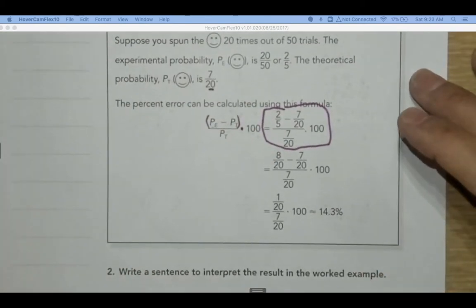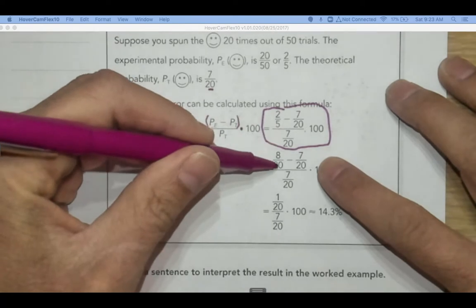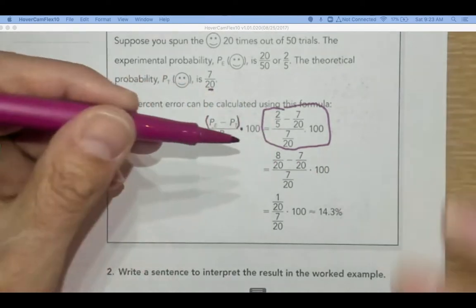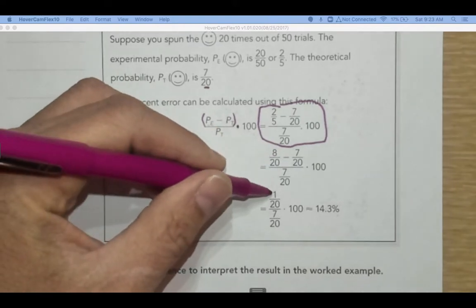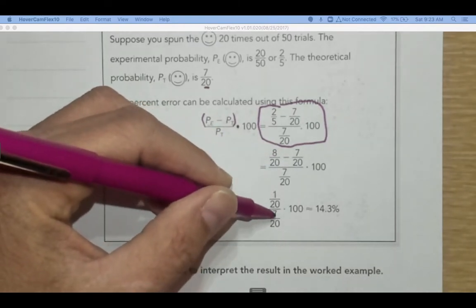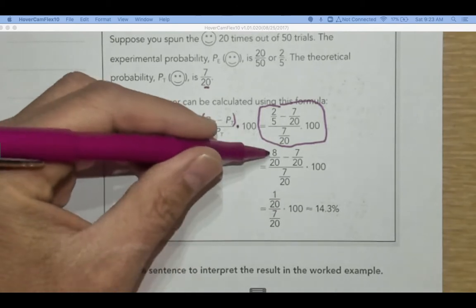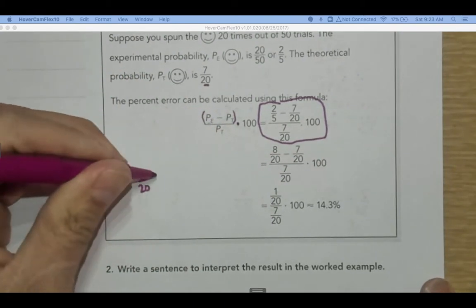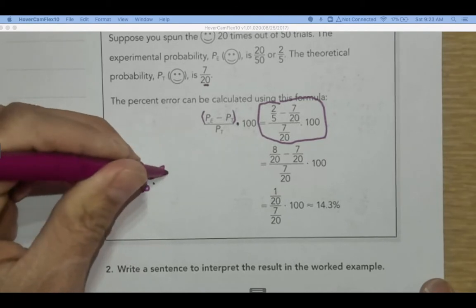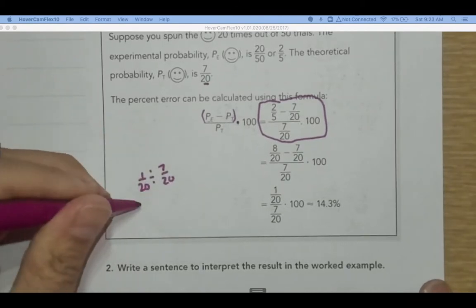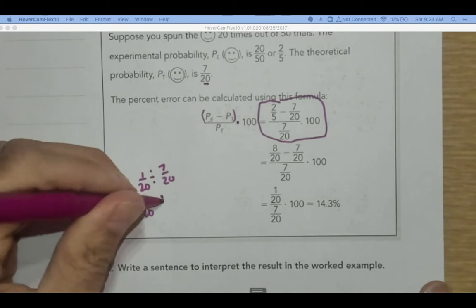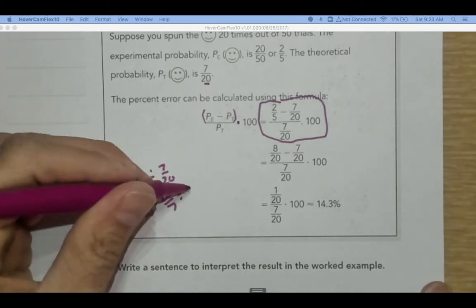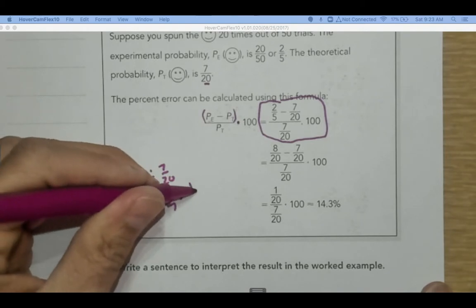Okay. In the second step, they made a common denominator of 20ths so they could subtract. Once they subtracted, they got 1/20 over 7/20. And so to do that, 1/20 over 7/20 is the same as 1/20 divided by 7/20. And that is the same as 1/20 times 20 over 7. And when I multiply that out, I get 1/7.